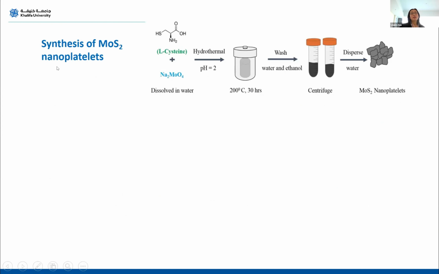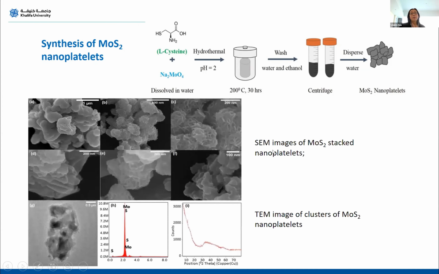The synthesis of this nanomaterial MoS2 started by using sodium molybdate salt with the green sulfur source L-cysteine, undergoing a hydrothermal reaction at a very low pH. So we obtain this blackish nanomaterial. Under the scanning electron microscope, we can see this stacked nanoplatelets morphology. They are stacked, but by ultrasonication, we can separate them before coating.